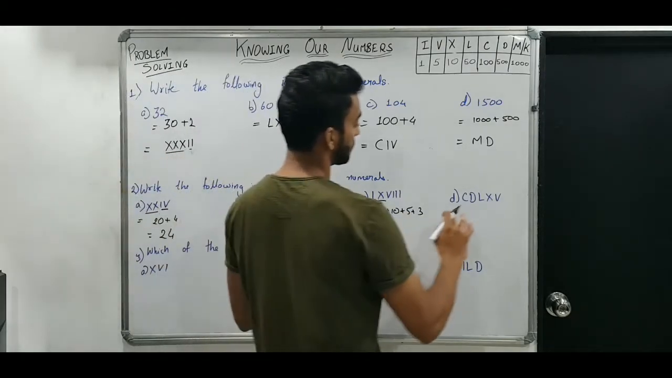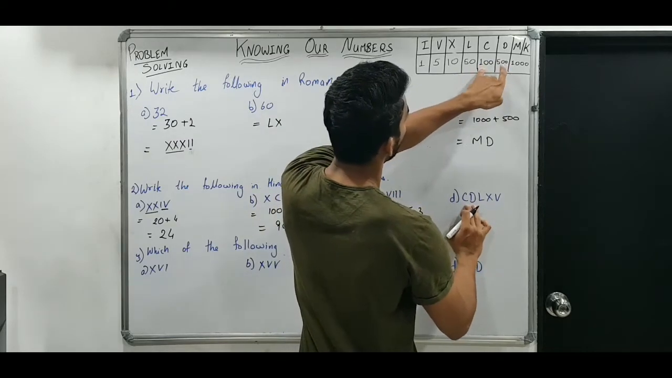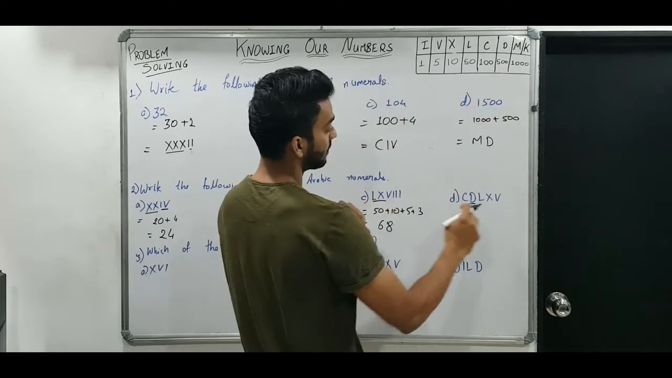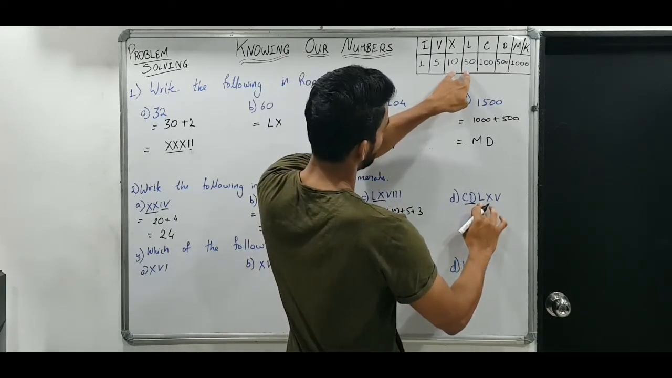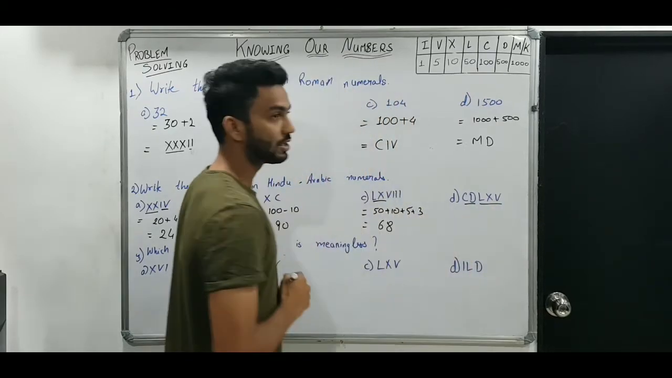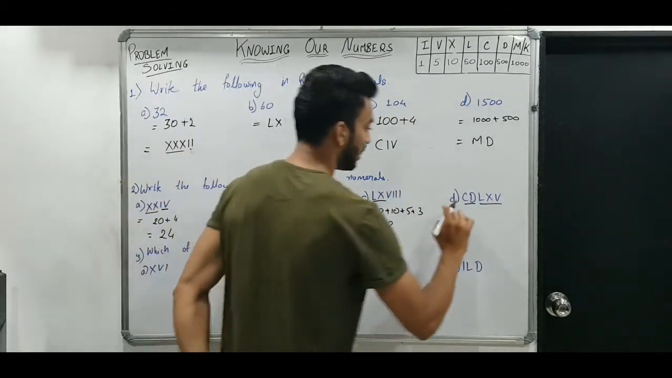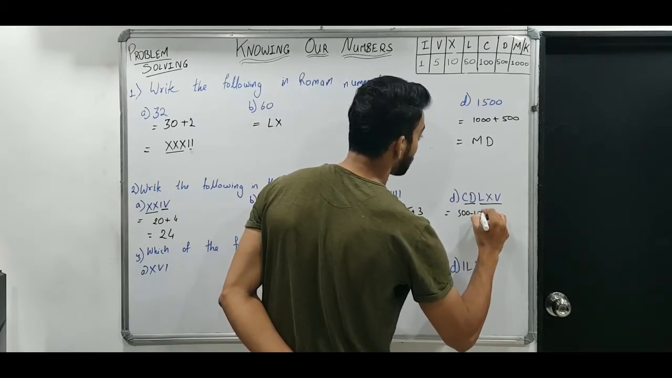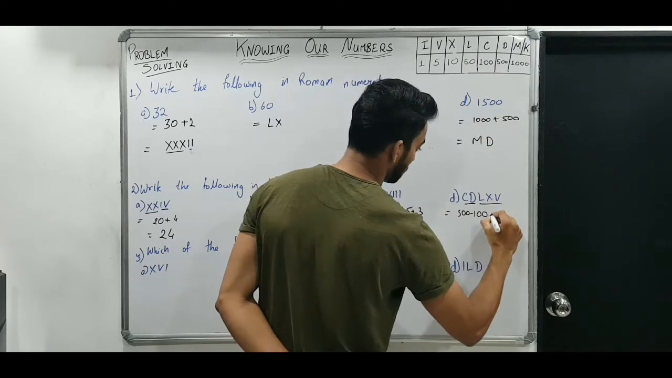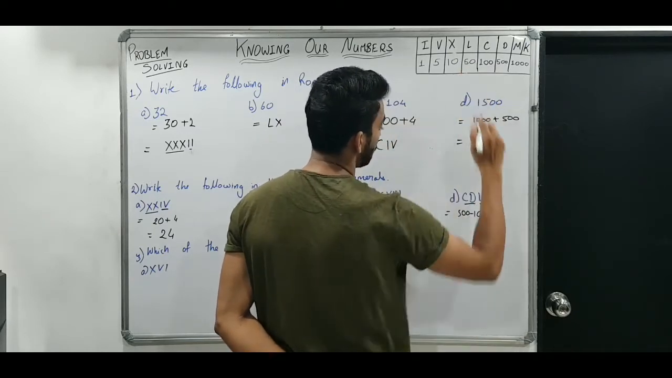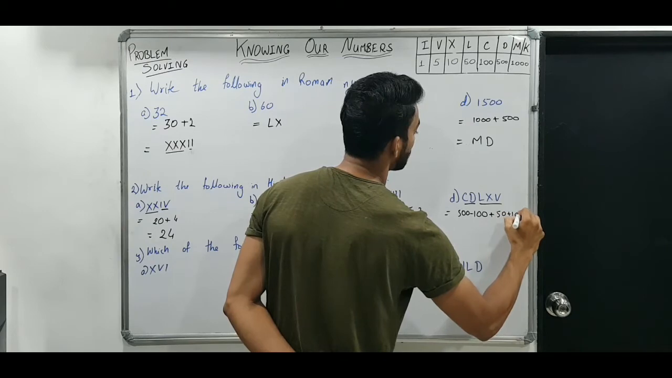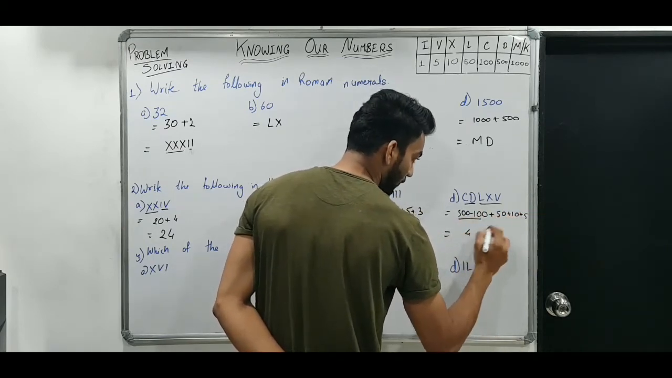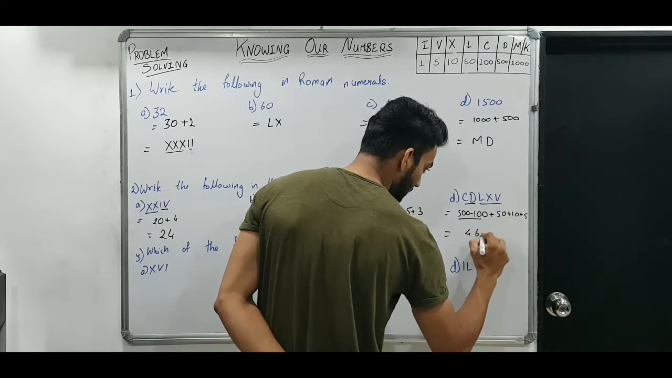Then next we have CDLXV. Smaller then a greater, subtraction combination. Then L X V, तीनों ही decreasing form में जा रहे हैं. So ये तीनों ही addition में आ जाएंगे. So this will be 500 minus 100 because this is a subtraction combination. Then L is 50 plus 10 plus 5. So this is 400, 50, 60, so 465.